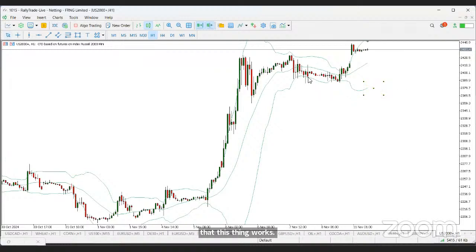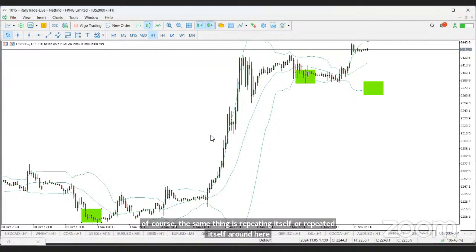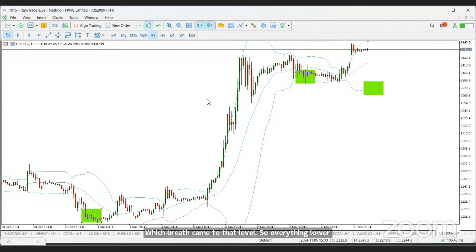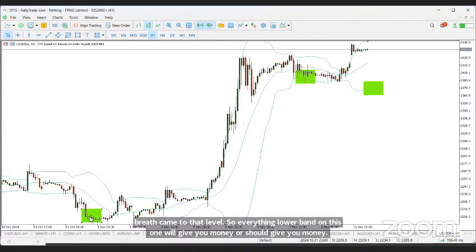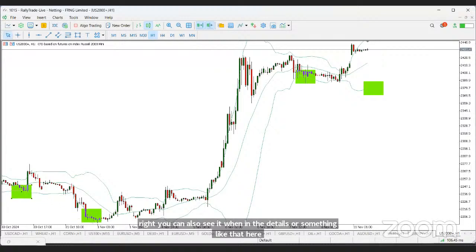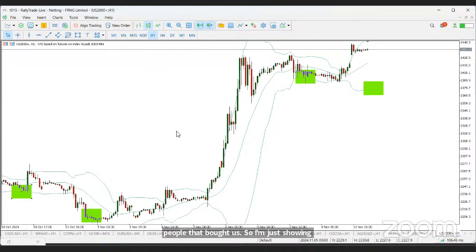Because when the price came to the level previously, like around here, if you bought, you would have made money. And of course, the same thing repeated itself around here when the price came to that level. So any time the price touches the lower band on this one, it should give you money. You can also see it when it did something like that here. You could have bought also. So I'm just showing you ideas of how to win with Bollinger Band.